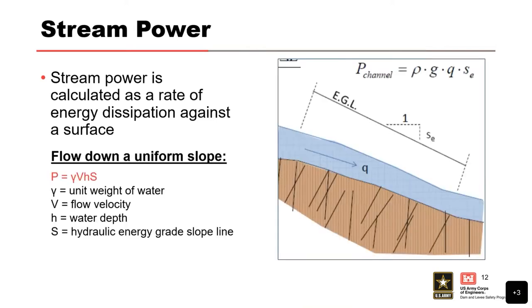Stream power is calculated as a rate of energy dissipation against a surface. We're going to go through three different applications of stream power. The first one is flow down a uniform slope. If you have a flow down a uniform slope, like an unlined spillway slope, or even an embankment, you can calculate the stream power, and it's a function of the unit weight of the water, the flow velocity, the water depth, and the hydraulic energy grade slope line. We'll be using this equation in our exercise after lunch, when we put some of these principles into application to evaluate potential for rock erosion.